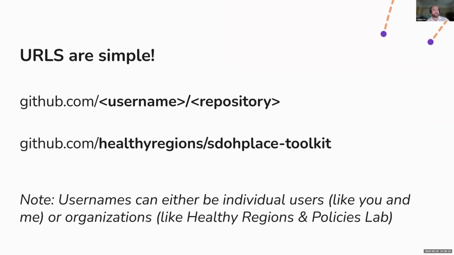Another nice thing to keep in mind is that the URLs that GitHub creates are very simple and organized. This can really help you understand what's going on when you're browsing different repositories. You have the username and then /repository name, which in the case I was just showing, is healthy region /SDOH place toolkit. One note here is that we have this organization as an account, but you can have individual users as an account. So whenever you create a username on GitHub, keep in mind that username is going to be in all kinds of URLs that point to your own content.